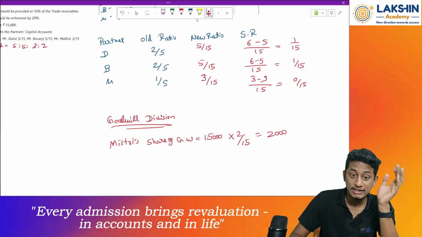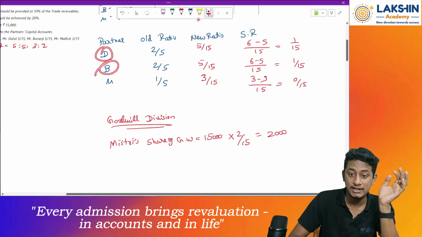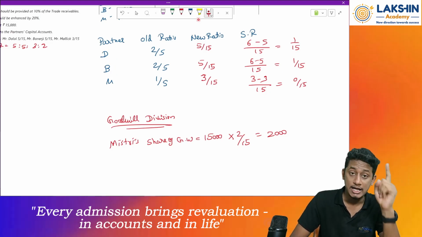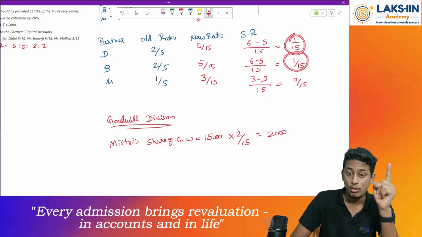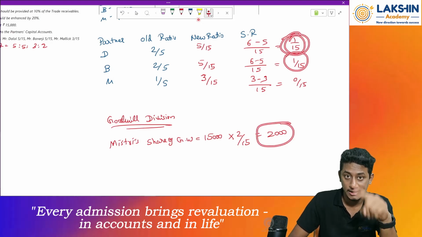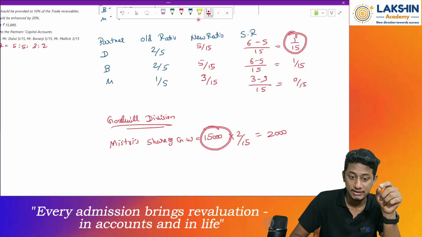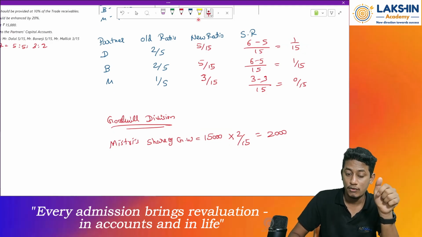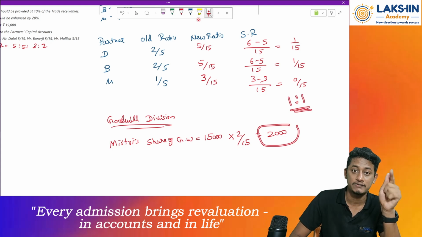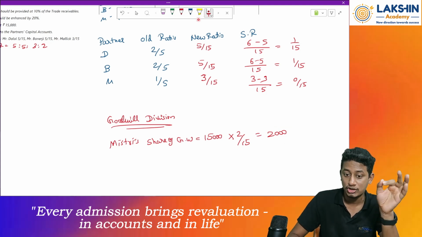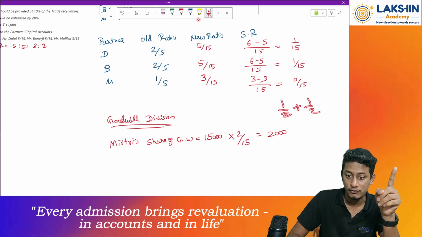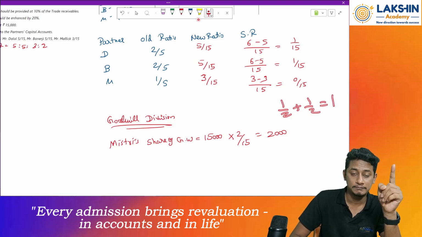How will this be divided between D and B? In the ratio of 1:1. Not 1 by 15. Remember, please do not multiply this with this value. If you want to multiply 1 by 15, multiply it with 15,000. But if you want to multiply it with 2,000 rupees, multiply the ratio of 1:1, that is 1 by 2, 1 by 2. Clear? Because we want a whole number of 1, since 1 by 2 plus 1 by 2 will be 1.